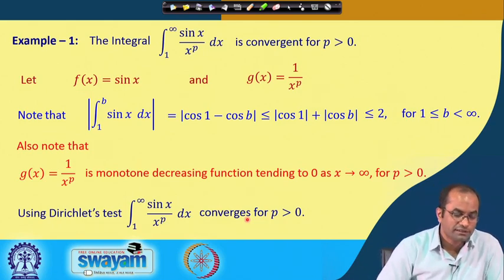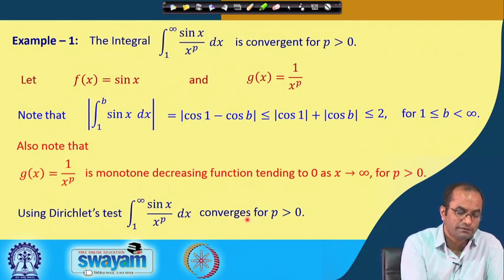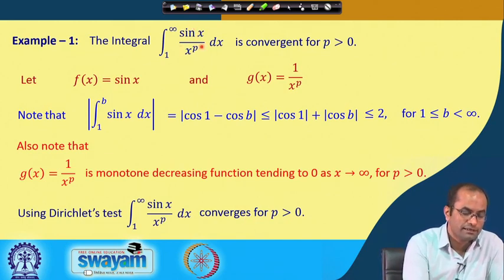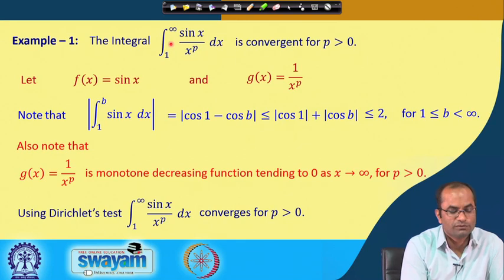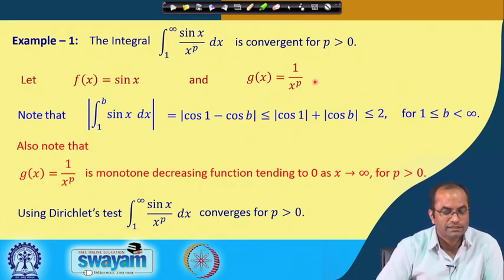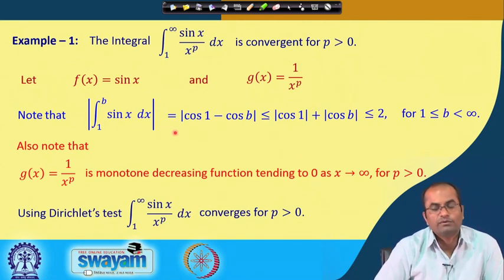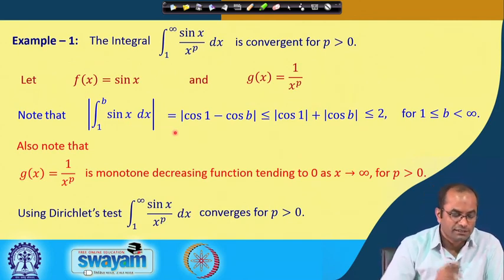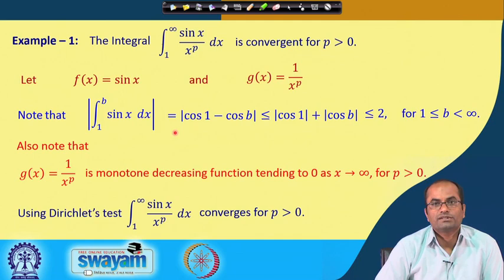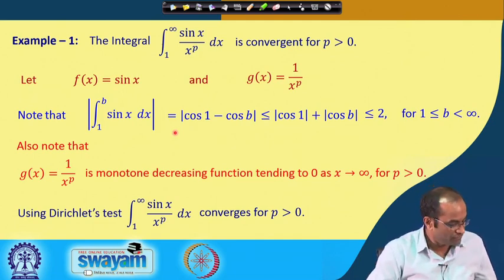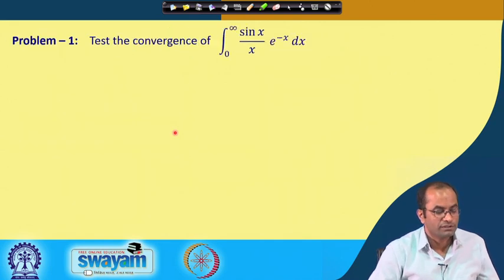So, this Dirichlet test is very useful; we just consider the product of two functions. One was f(x) and the other was g(x), and the function f(x) had this nice property of uniform boundedness of its integral, and the second one was monotonically decreasing to 0. Therefore, we could conclude with the Dirichlet test that this converges.